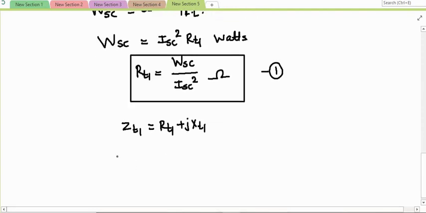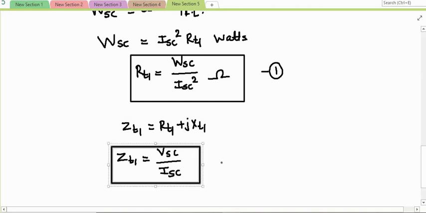So the total effective impedance, that is ZT1 of the transformer referred to primary side, can also be calculated from the reading by using the formula VSC upon ISC. Because we know V divided by I is nothing but Z in the AC circuit. So simply taking the ratio of VSC to ISC, we will get the ZSC. So ZT1, that is the total effective impedance of the transformer referred to the primary side.